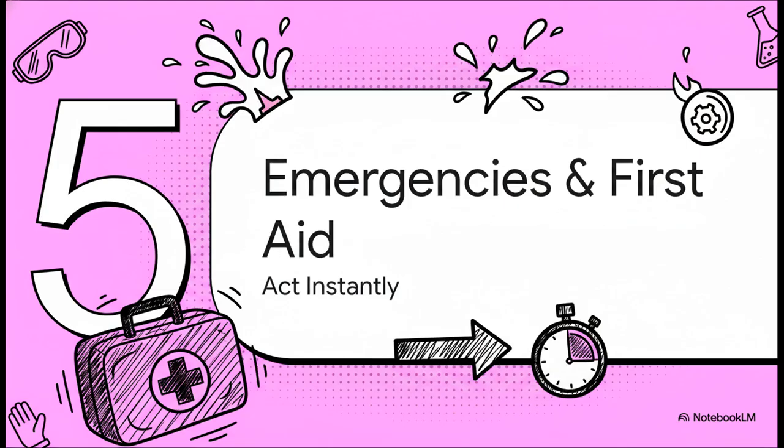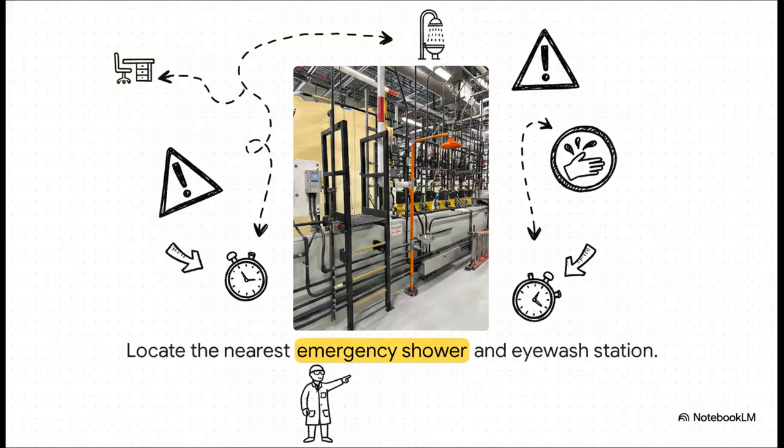Section 5. Emergencies and First Aid. I need you to commit this location to memory. Mentally map out the route from your typical workstation to this exact spot. This is the facility's emergency shower and eye wash station, situated directly adjacent to the pump rack system we looked at earlier. In an exposure event, literally every second matters. You simply do not have time to go looking for this. You need to know instinctively where it is.